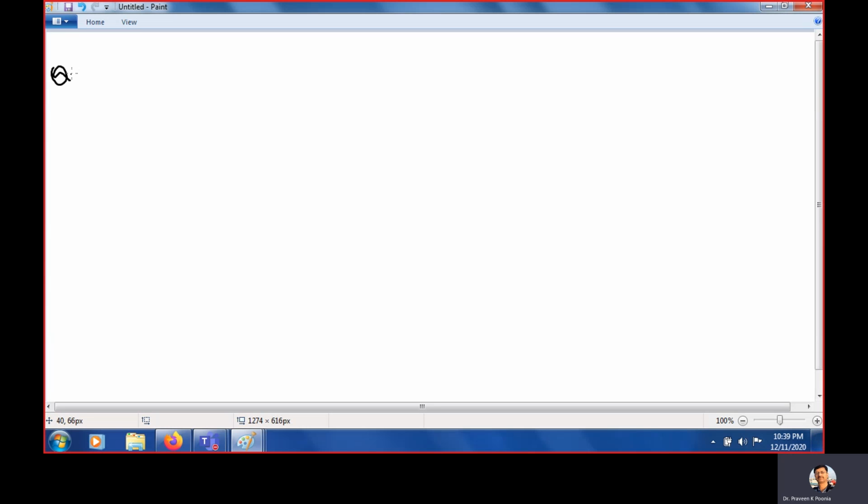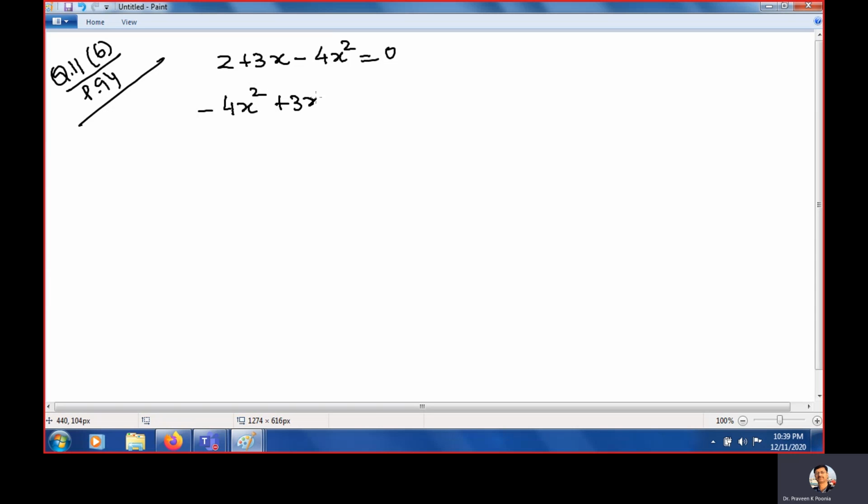And one more question, I will solve question number 11 part number 6 over page 94. The same. What is the equation? Equation is 2 plus 3x minus 4x square is equal to 0. So first you need to write it in standard form. So x power 2 will be first term, 3x will be second term and constant will be third term. So if you do it, a is equal to minus 4, b is equal to 3 and c is equal to 2. Clear?